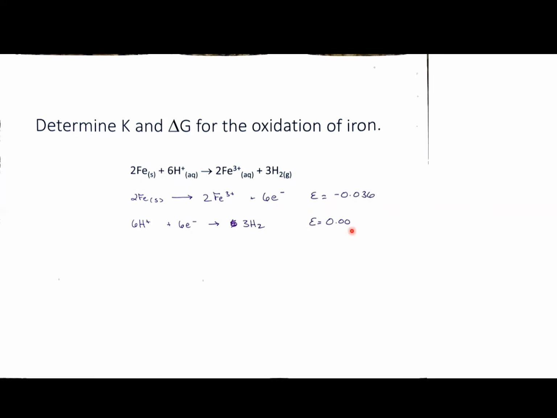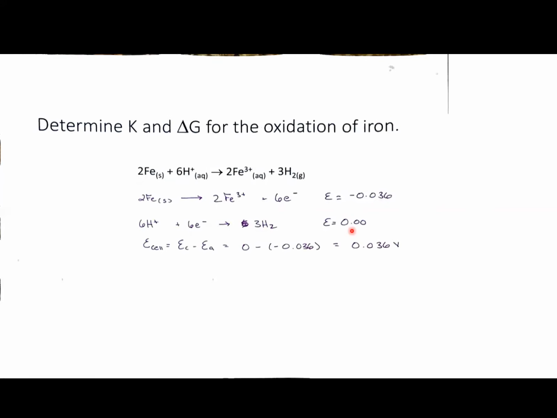And you would find both of those on that page in your textbook, which is not sitting near me right now, but you know the one you can look it up on. Okay. So Ecell is equal to Ec minus Ea, so 0 minus negative 0.036 brings us to positive 0.036. This is a spontaneous reaction, and not a giant surprise, because we know that iron rusts, right? It turns into iron oxide relatively easily, right? This is a slightly positive voltage here, so over time, iron will always do this.